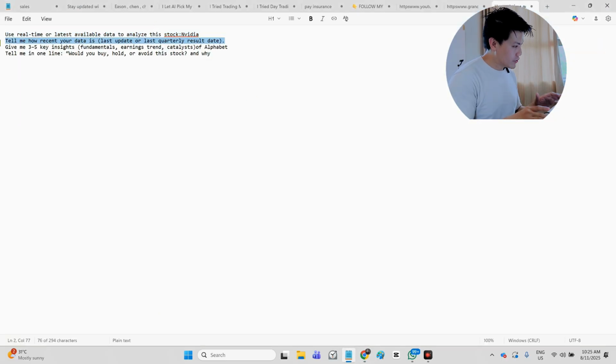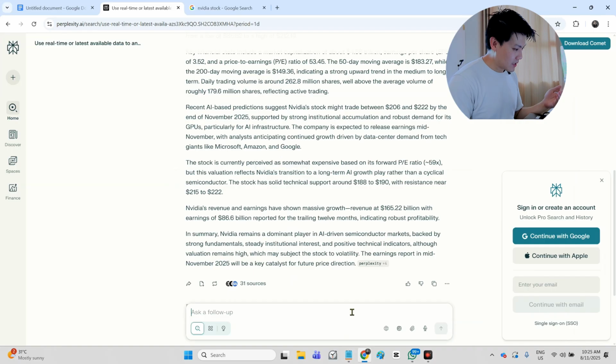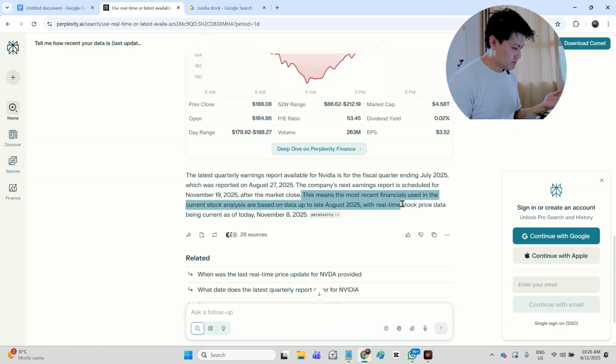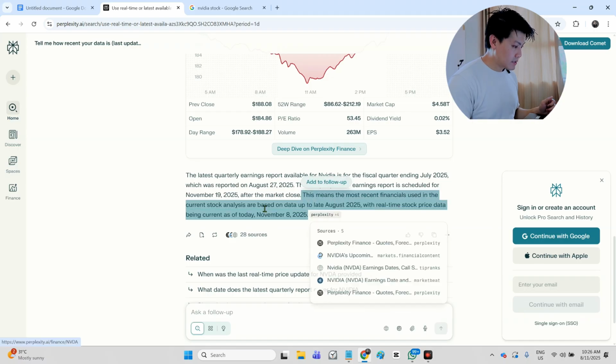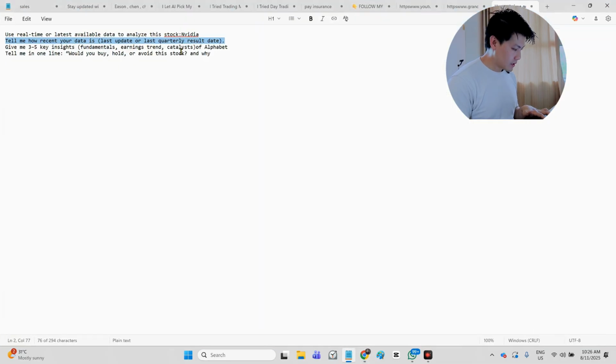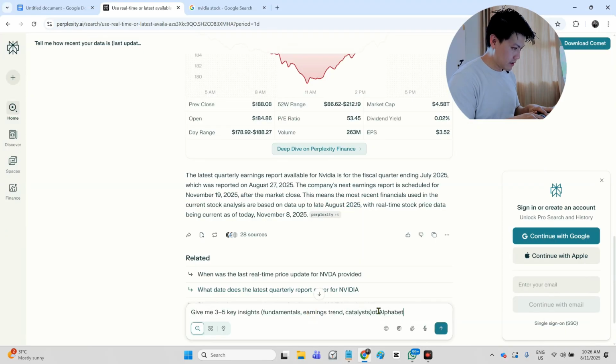All right, so I need to make sure that the data is the latest one. But based on it, I'm pretty sure the fiscal year ending July 2025 was reported. The most recent financial results are pretty good. As you can see here, this means the most recent financial results in the current stock analysis are based on data up to late August with real-time stock. Yeah, pretty good. Okay, now I just want to test another one. So instead of Alphabet, let's go for, it's the same, NVIDIA.